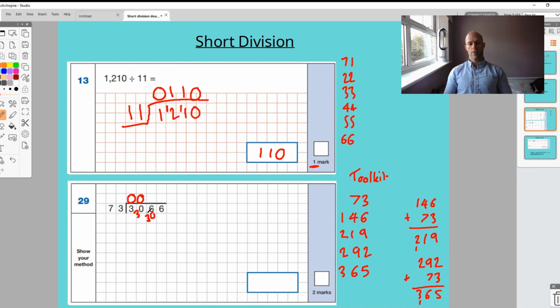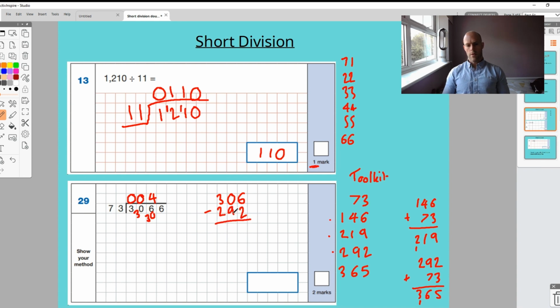This is now 306. How many times does 73 fit into 306? Well, 73 once, twice, 3, 4, but not 5. So it fits in 4 times, and we get to 292. Our target was to get to 306. We got to 292.